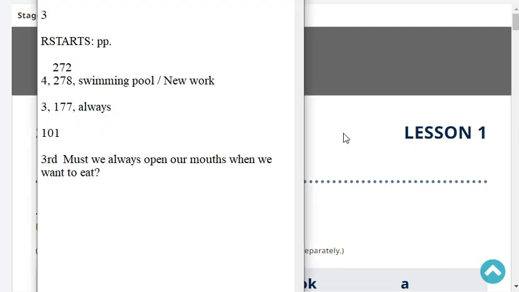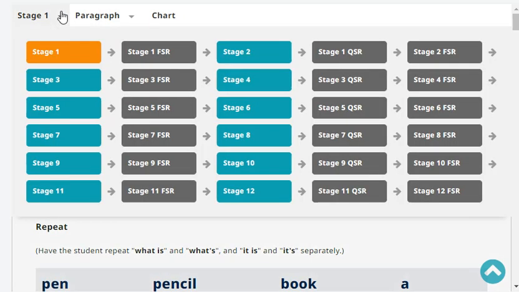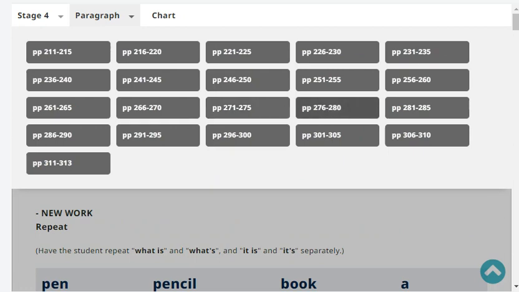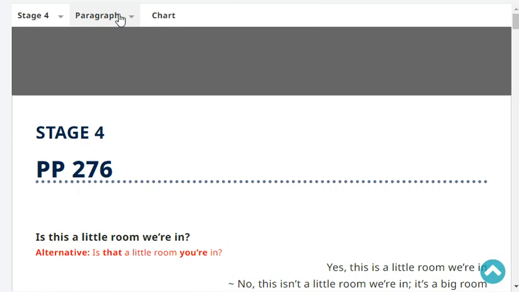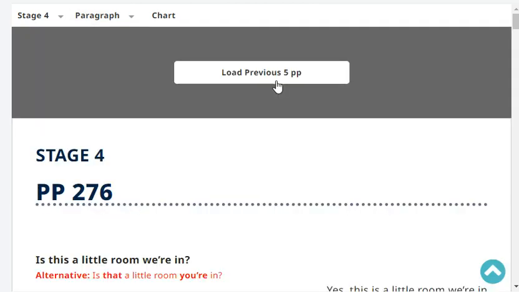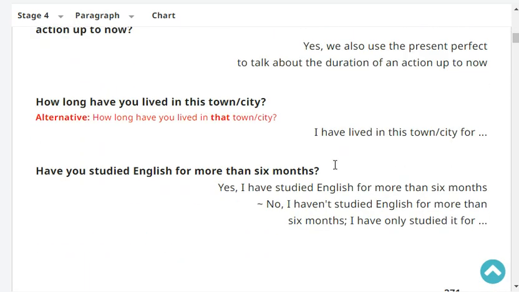We are now at stage 4, paragraph page 278. Our last headword was swimming pool, newer type of lesson. So let's start with our revision. Ready? Here we go.